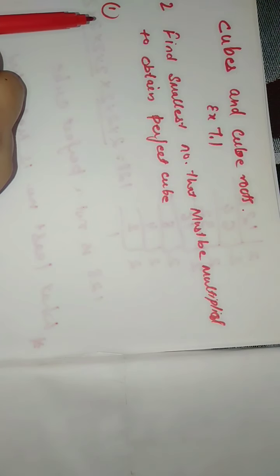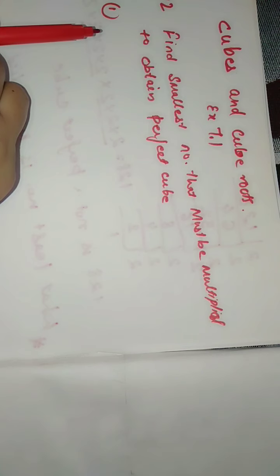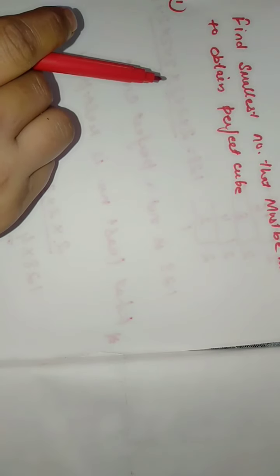Cubes and cube roots, exercise 7.1. Question number 2. Find the smallest number that must be multiplied to obtain the perfect cube. We have to find out that the number is not a perfect cube and the smallest number that should be multiplied, the number which on multiplying gives a perfect cube.